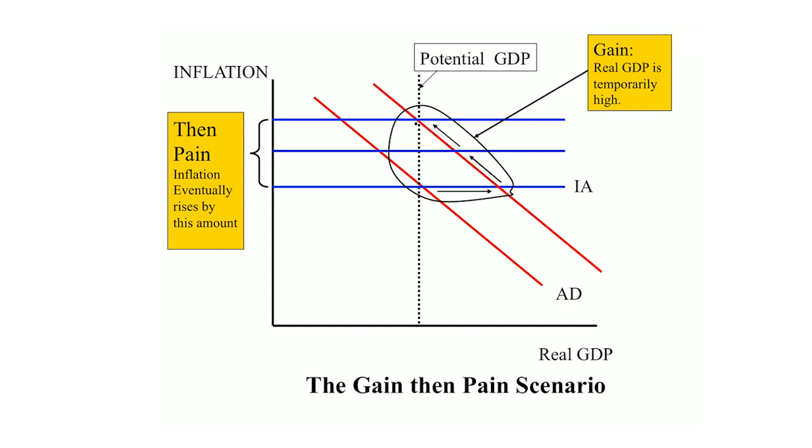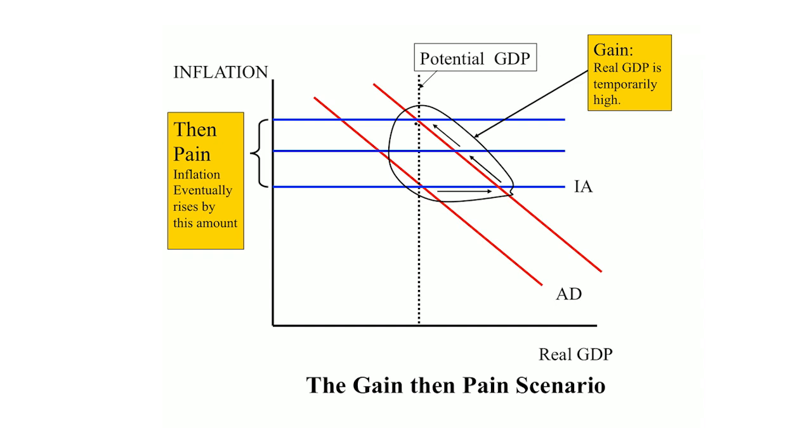So in a sense, we've got this initial gain where real GDP goes temporarily above potential GDP. It's temporarily high. And then there's an adjustment backwards, and you get an inflation rate which is higher, but real GDP is back to where it was at the beginning, at potential GDP. And that's the pain, the higher inflation. So note that this is a time thing. The gain comes first, and the pain comes later.